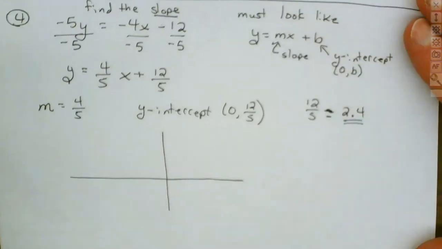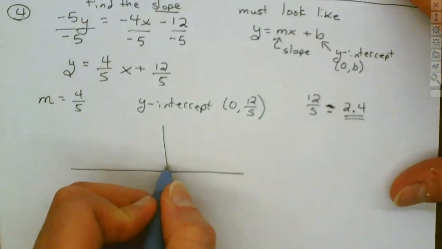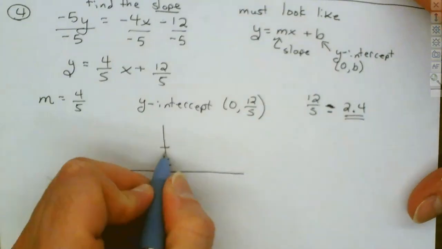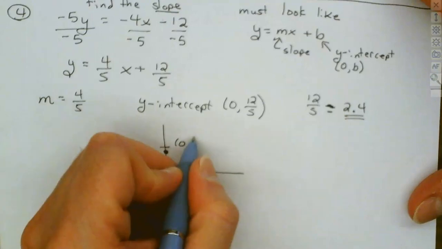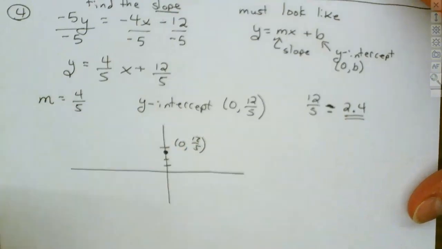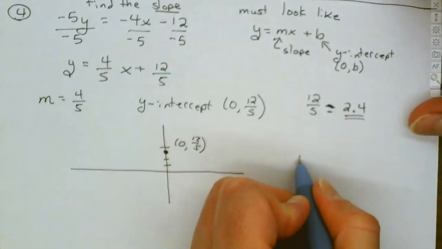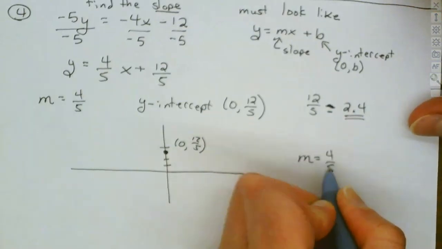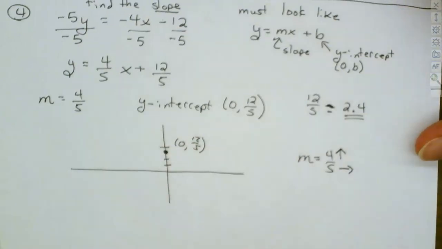Okay, so this is what we've got. And what about that 12/5? Well, that's 2.4, so that's going to be in between 2 and 3. We don't have to have a perfect graph, we just have to have it labeled. So that's going to be right about here at (0, 12/5). And then what about my slope? The slope, m, is 4/5. So rise over run: we go up 4, and we go over 5.